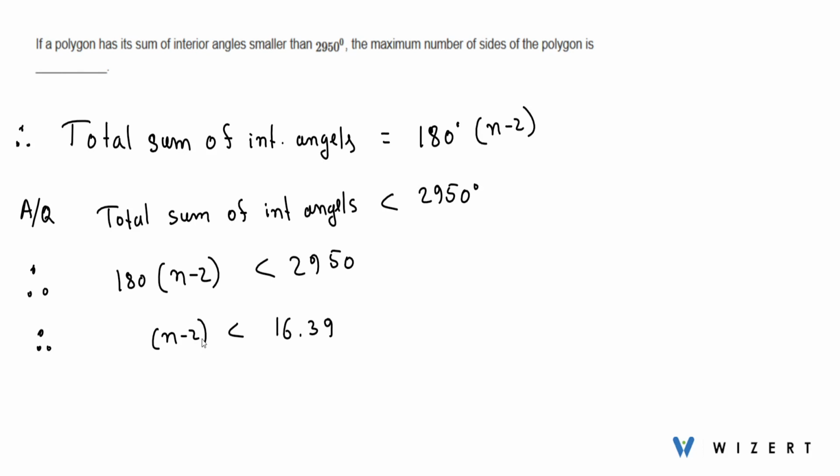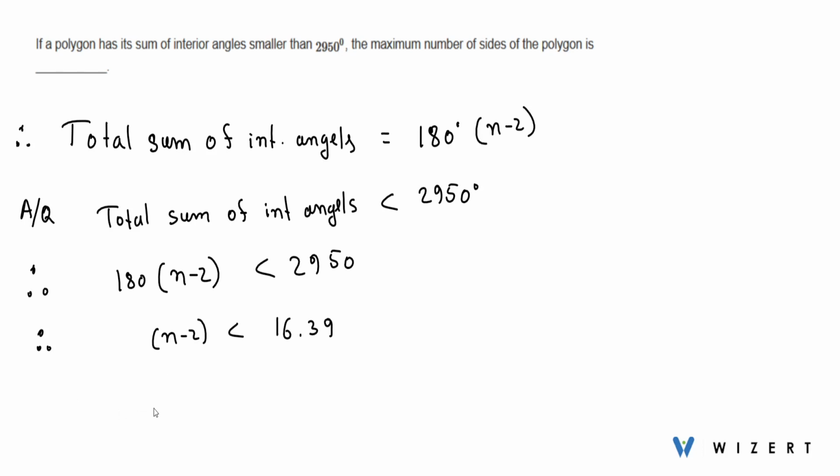as 2 is an integer. So the difference of two integers will always be an integer, but the right side is a rational number. So in order to maintain the condition, we have to convert the right side to an integer. So the greatest integer which is less than 16.39 is 16.